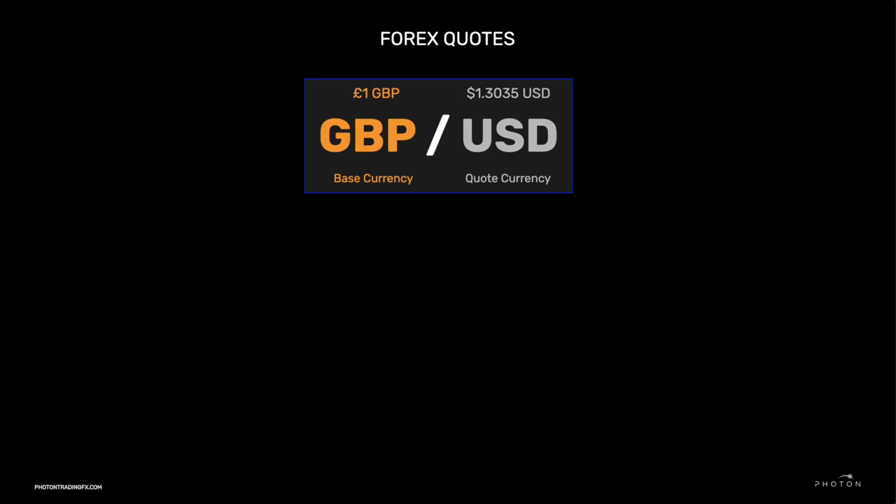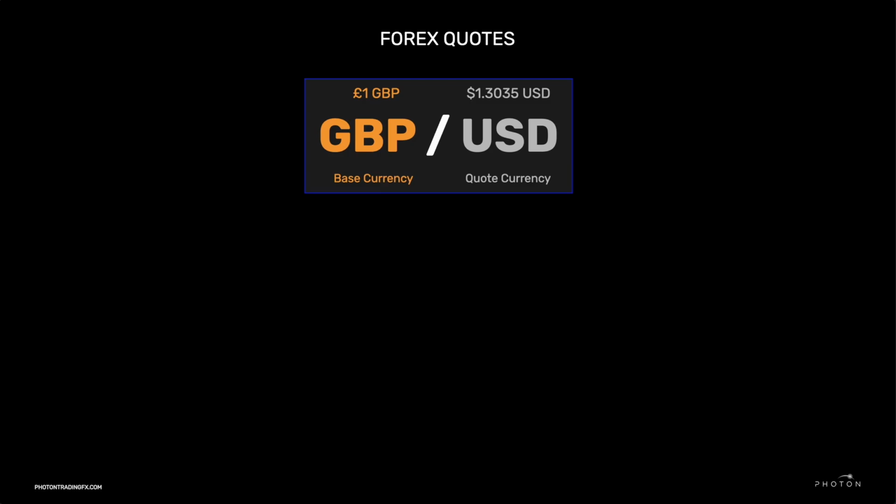So when pairs are quoted, the currency on the left-hand side is always called the base currency, and the currency on the right is called the quote currency. So the pound dollar exchange rate indicates how many US dollars you need to purchase just £1.